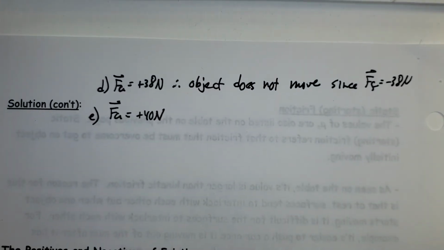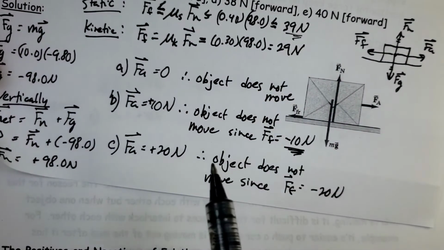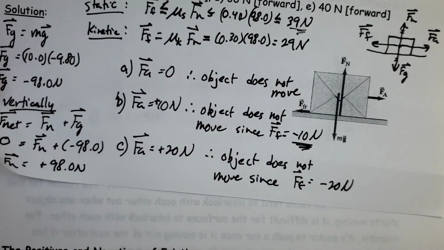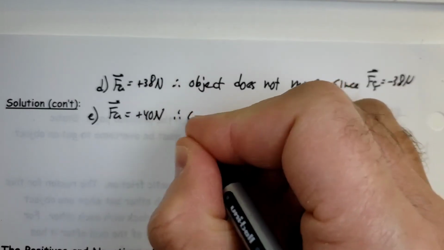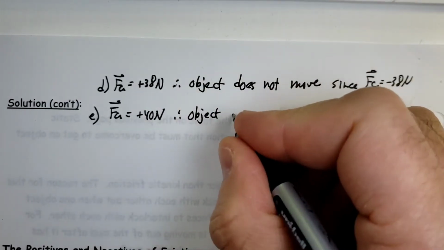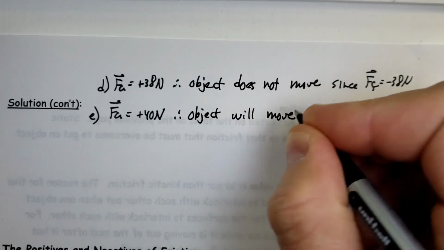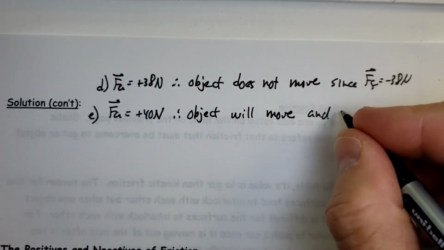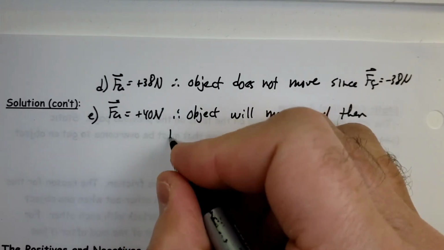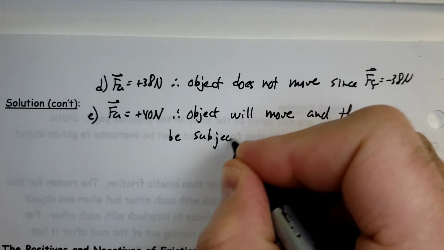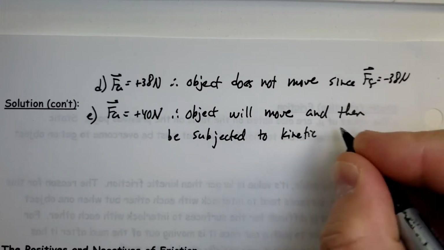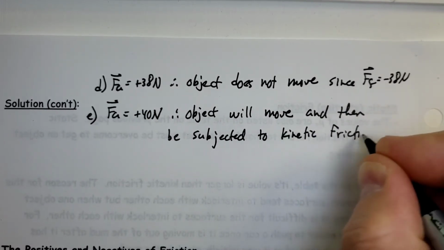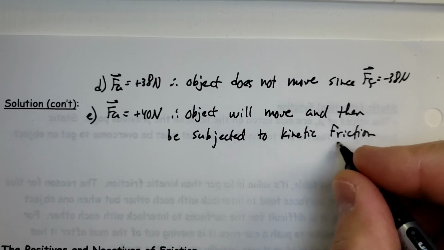Now, it will start to move because I've overcome that maximum amount of 39. If I was pushing with 39, it still wouldn't move because my maximum 39 is working against me. But as soon as I push a little bit above, object will move, and then be subjected to kinetic friction, because once it starts to move, then kinetic friction takes over.